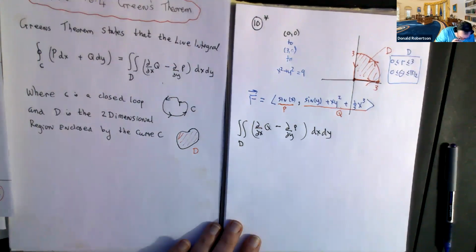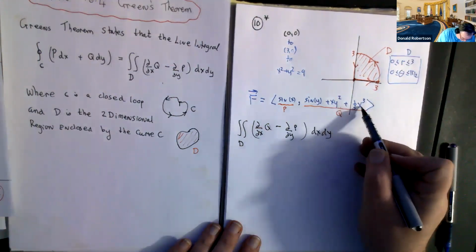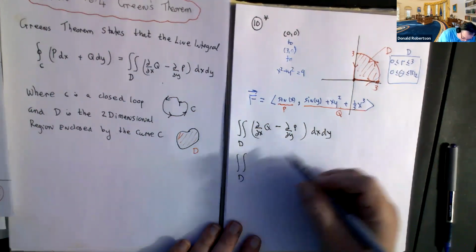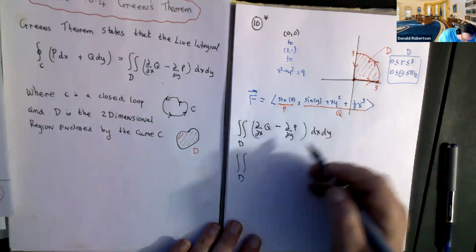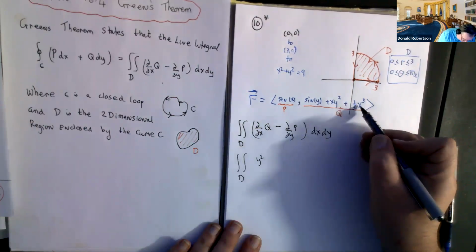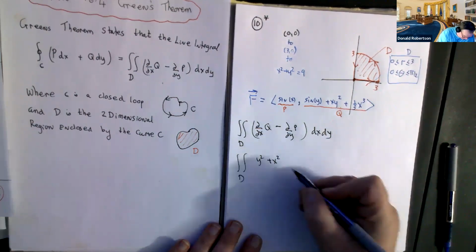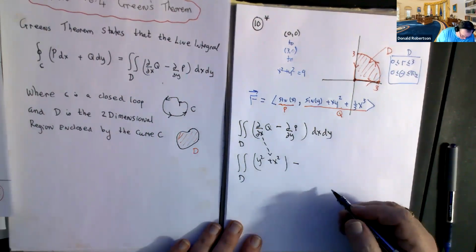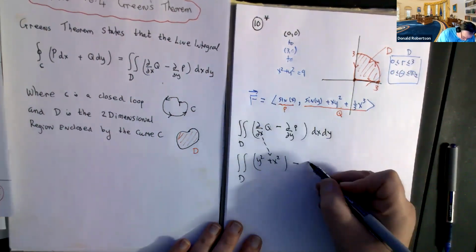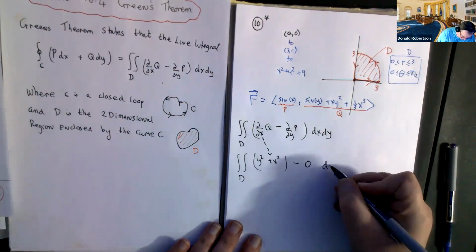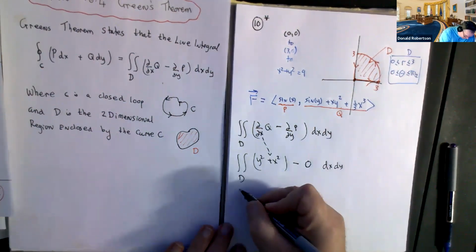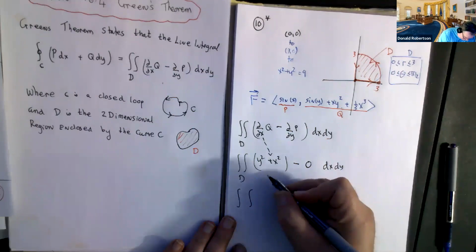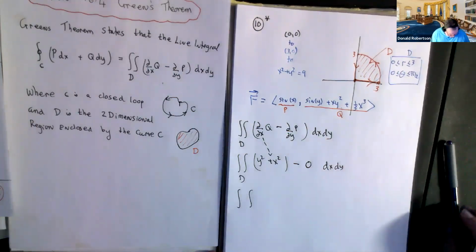Well, if you differentiate this expression here with respect to x, let's see what you get. Nothing, y squared, x squared. Okay. So that's this piece. Take away, if you differentiate this guy with respect to y, you get 0 dx dy. So we have a double integral. Oh, I think it's time to turn into polar.